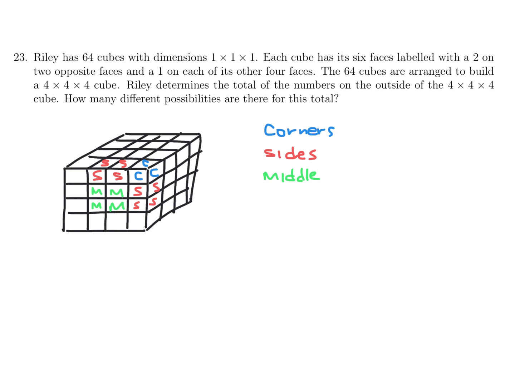With the corners, how many corner cubes are there? There's 8, right? And each of them has 3 faces, so there's 24 faces in total. Sides, 1, 2, 3, 4, 5, 6, 7, 8. 8 times 3, 24 sides, and each of them has 2 faces, so that's going to be 48. And in the middle, there's 4 times 6, so 24, and each of them just has 1 face. So that's 24.